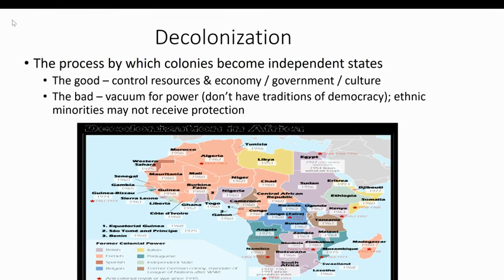All right. So when we say a vacuum for power, it means, well, hey, look, they don't have traditions of democracy. Nobody trusts elections. And usually what you got in these countries were strongmen, people that controlled the military. And so if you were the lead general, you became the president of that particular country. A great example of this would be Uganda. Idi Amin was the head general of the army, and he basically nominated himself to be president, became president for many years until he was eventually assassinated.